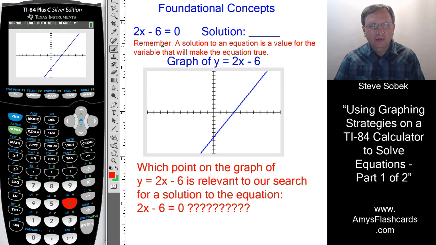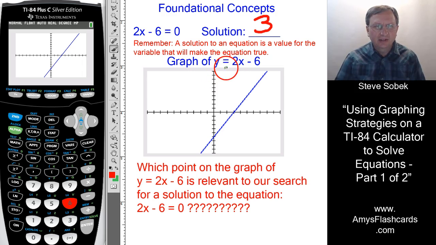So even students who've never had algebra, but know what a solution is, could probably use trial and error, plug in a few numbers, and eventually find that if you use 3 for x, 2 times 3 is 6, and 6 minus 6 is 0. 0 equals 0 is true, and 3 is the value for x that made that equation true. So 3 is the solution to that equation. Never lose sight of what a solution is.